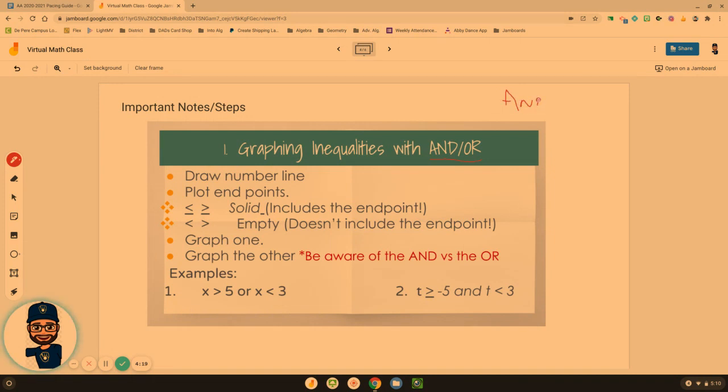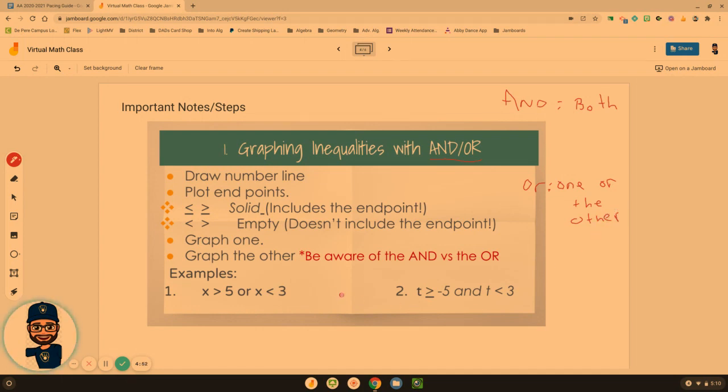An "and" is very specific. "And" means both. It has to satisfy both, so we would be looking for an overlap. The "and" signifies that it must meet both inequalities. The "or" compound means one or the other. It does not have to fit both. It just has to fit one or the other.